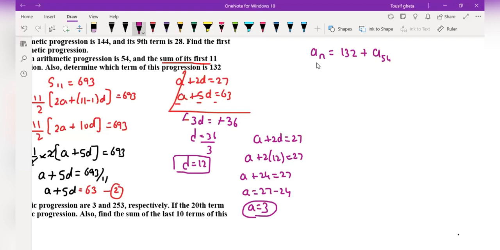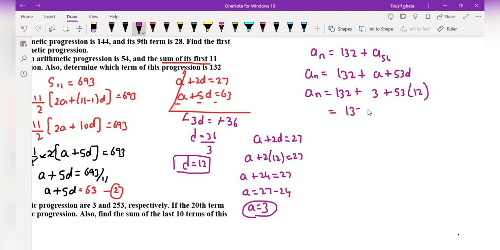Remember that. So for an, I'm not substituting anything; I'll be writing an as it is: 132 plus a54. a54 we can write as a plus 53d. So an is equal to 132 plus a, whose value is 3, plus 53 of d, whose value is 12. So 132 plus 3 will be 135, plus 53 into 12. Let's see how much 53 into 12 is.